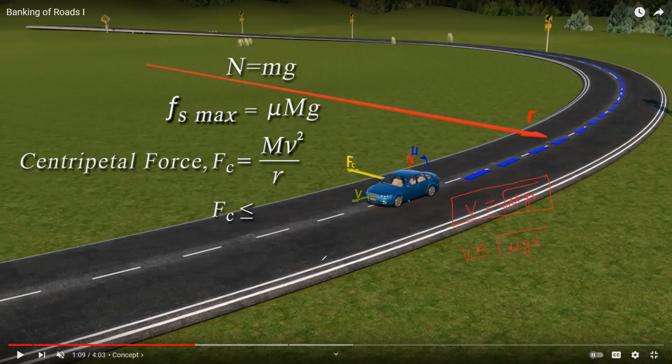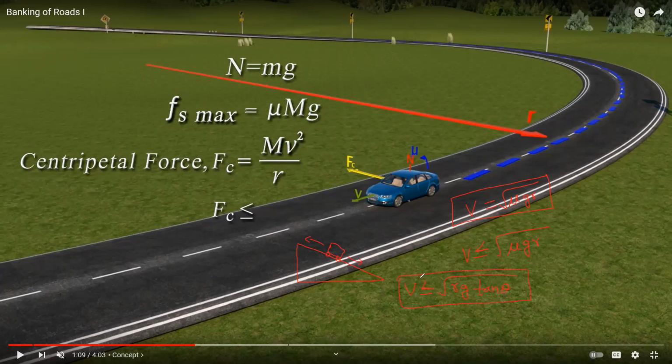In the same way, if you take the banking of roads, meaning inclined roads, like you can see on ghat roads where our vehicles travel on inclined roads, at what velocity must the car travel without skidding either outwards or inwards? In that case, V must be less than or equal to root of R G tan theta. So these are the two things we derived in the last class.